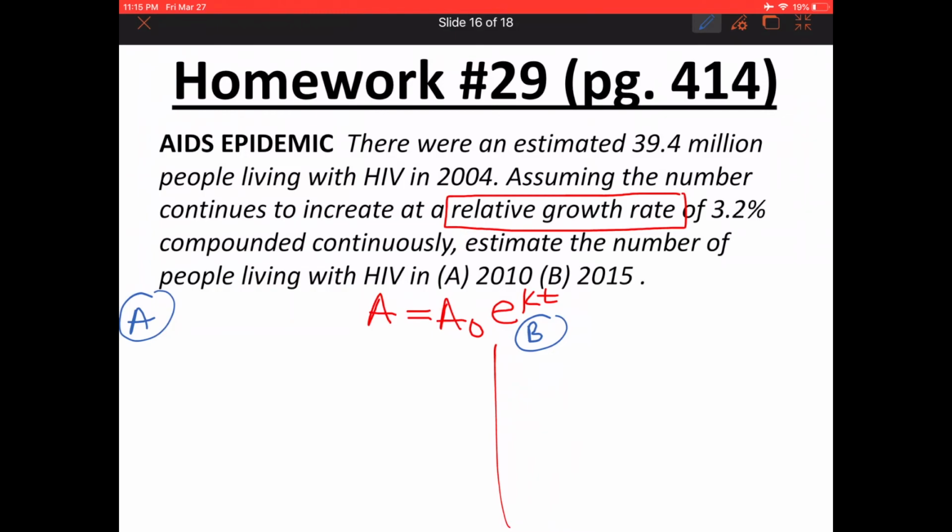So starting with part A, let's set up my equation. A equals, for A sub 0, what's my initial amount? My initial amount is 39.4. We know that we're working in millions, but I can still leave it as 39.4. Then I'm going to do times E, that's just the letter E in our calculator, that constant. K represents the rate, and we're told in the problem that it's growing at a rate of 3.2%. To turn that into a decimal, I go 2 places to the left. So my rate is going to be 0.032.